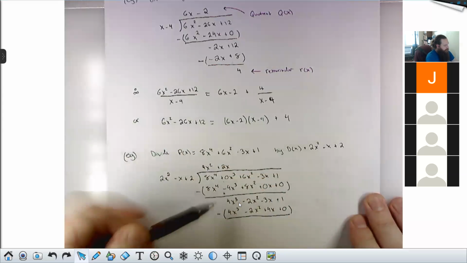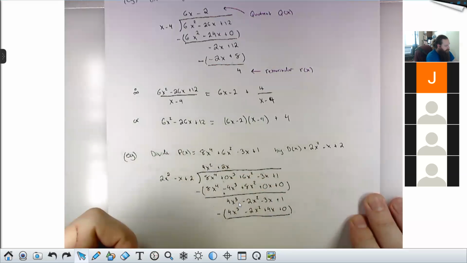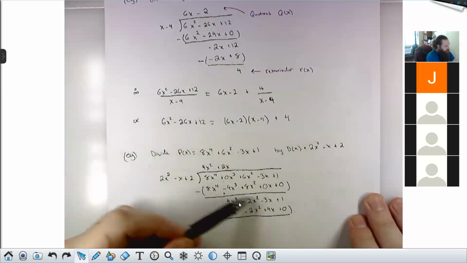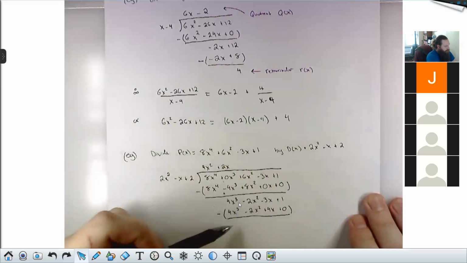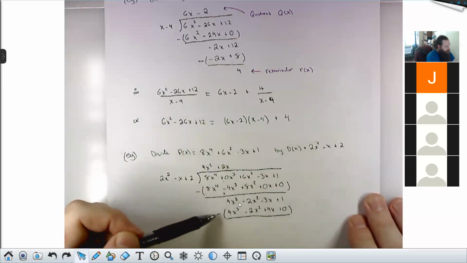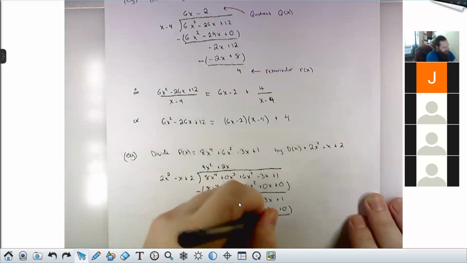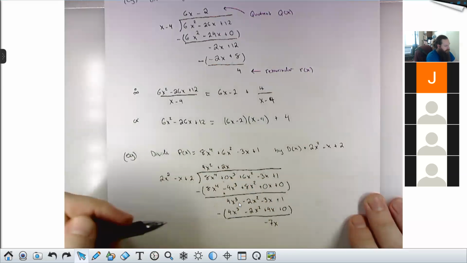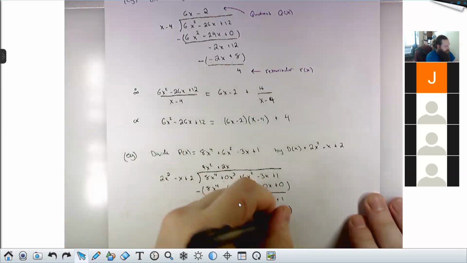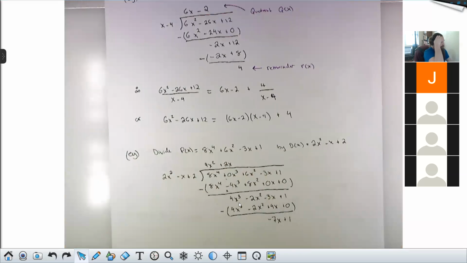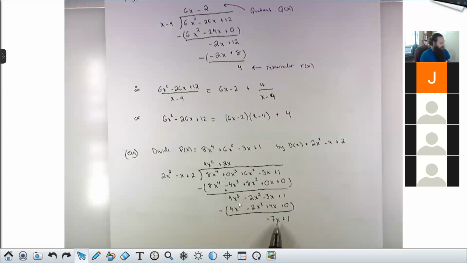Subtract. 4x cubed minus 4x cubed is 0, that goes away. Negative 2x squared minus negative 2x squared, that's negative 2x squared plus 2x squared, that's also 0, so that goes away. Negative 3x minus 4x is negative 7x, and 1 minus 0 is still 1. And now here, the degree is smaller than the degree here. Right, there is no way to multiply this by a polynomial to get this, so I'm done.